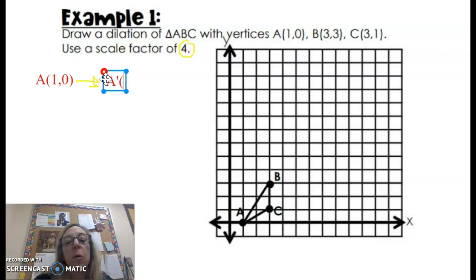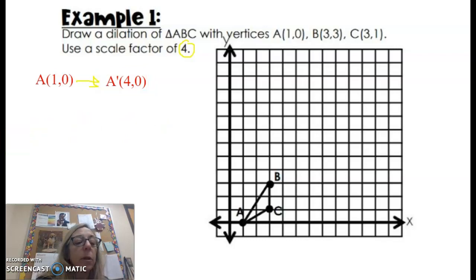And now we need to figure out the coordinates. Remember, the scale factor of 4 is multiplied by each of the x and the y coordinates in the point that we're given. So if I look at the 1 and I multiply it by my scale factor of 4, my new point, 1 times 4, will be 4 for the x coordinate. If I look at my y coordinate of 0 and multiply that by 4, 0 times 4 is 0. So my new coordinate for A prime is going to be (4, 0).